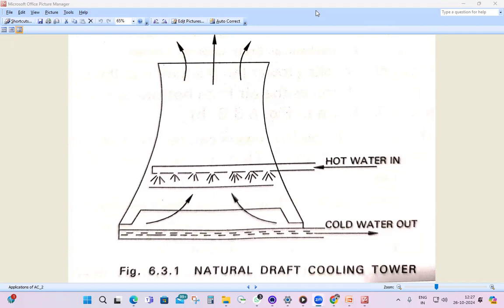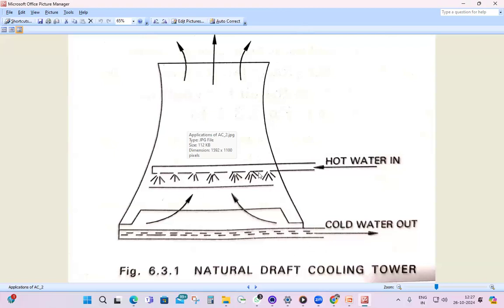Now there are two types of cooling towers. The first one is the natural draft cooling tower, which is being shown here. In this, the flow of air takes place due to the density difference of the air. That is, hot air is less dense than cold air, so the hot air will move up. This is the structure of the cooling tower.